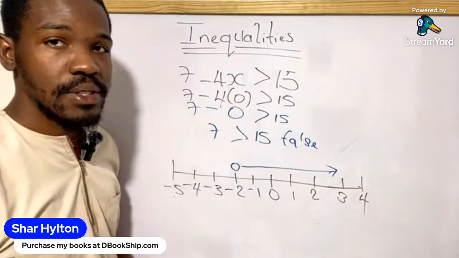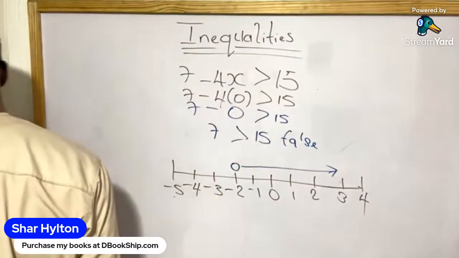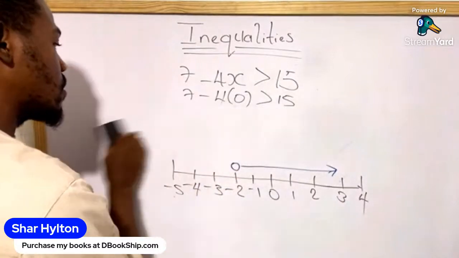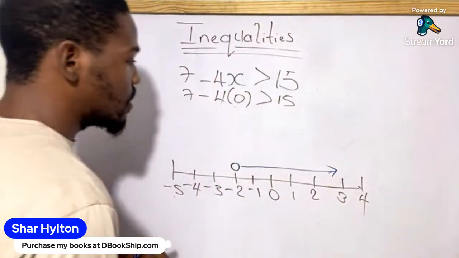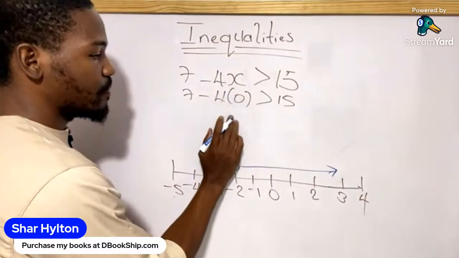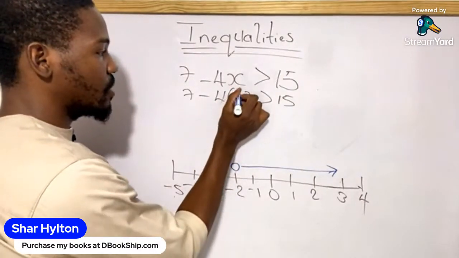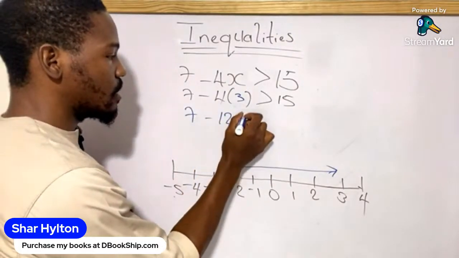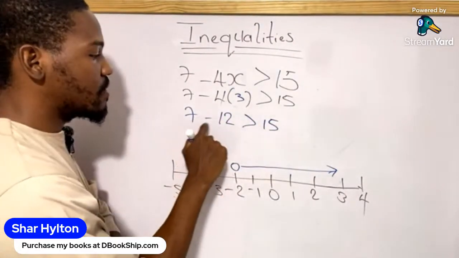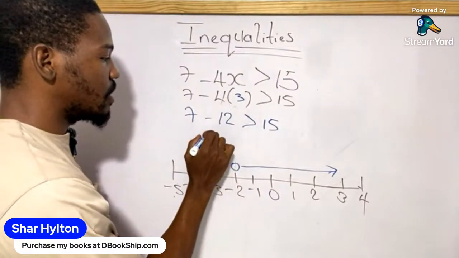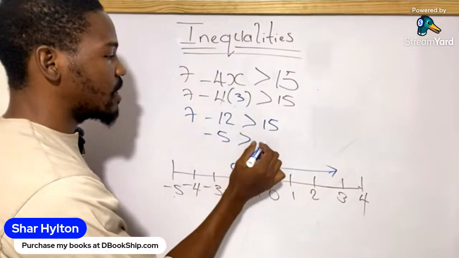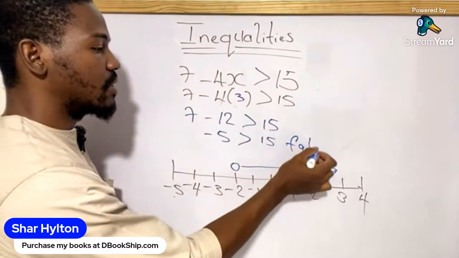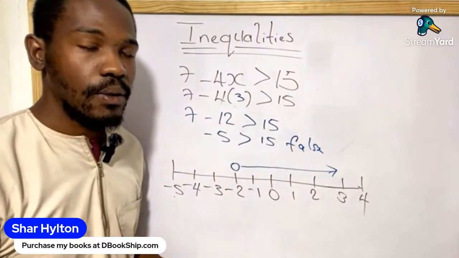Maybe I should not have used the 0. Let us try to use something else. Let us try and use maybe 3. So 7 minus 4 threes is 12 is greater than 15. 7 minus 12 is going to actually give me negative 5. And we're saying that negative 5 is greater than 15. So we see there also that that equals false. So where did we go wrong?